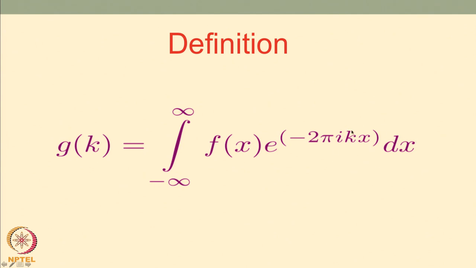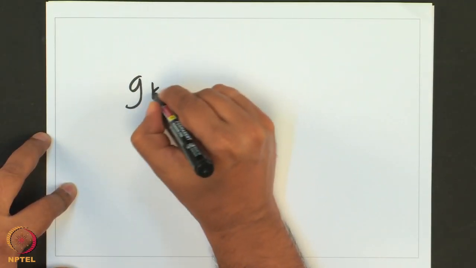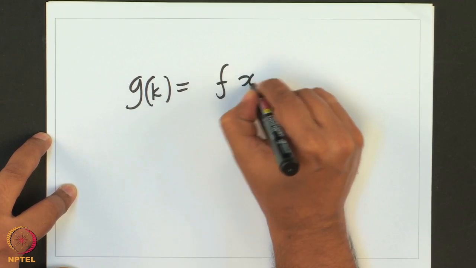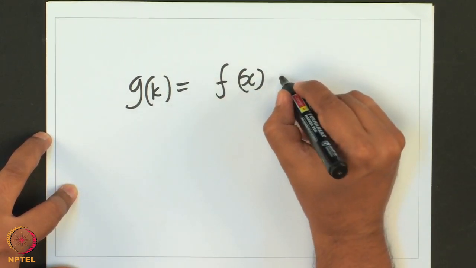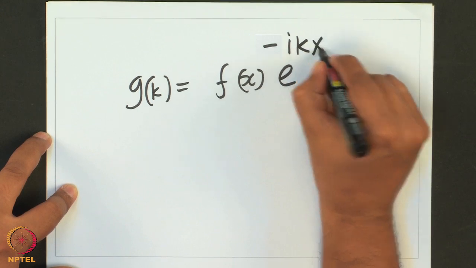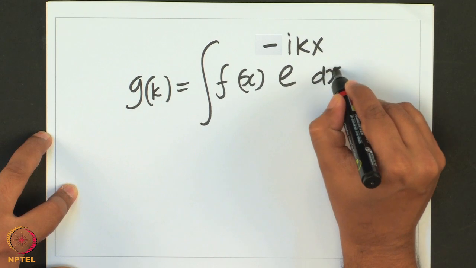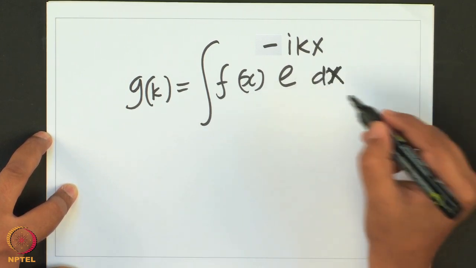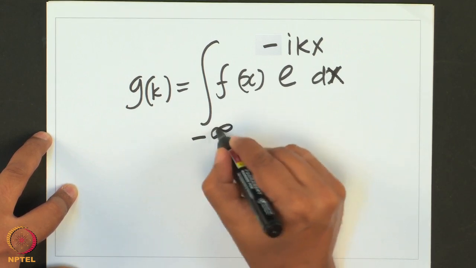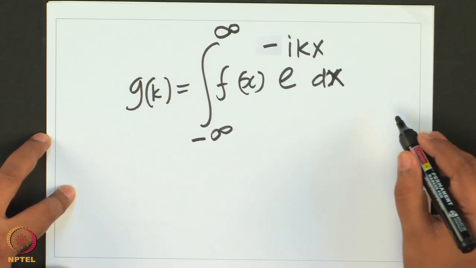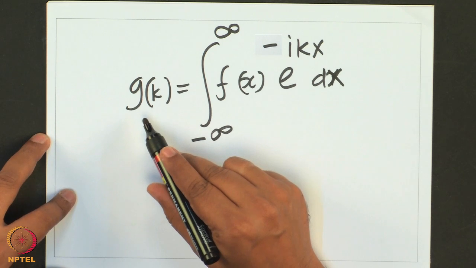Very often you would also see it represented this way: g of k is f of x. You want to convert f of x to g of k, you have to multiply with e power minus i kx, and integrate over dx from minus infinity to infinity. If I integrate this, I will get g of k.